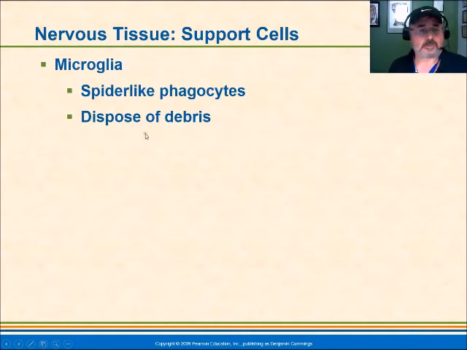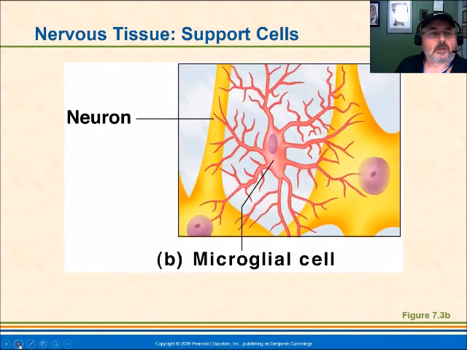Another supporting cell that we have is the microglia, and these are kind of spider-like in shape. They're phagocytic, that is, they go through and clean up debris. They're the maintenance crew of the brain and the central nervous system. In fact, they are mobile, so these are crawling around inside your brain, constantly cleaning stuff up. So yes, you have a whole bunch of spiders in your brain crawling around. Yay.